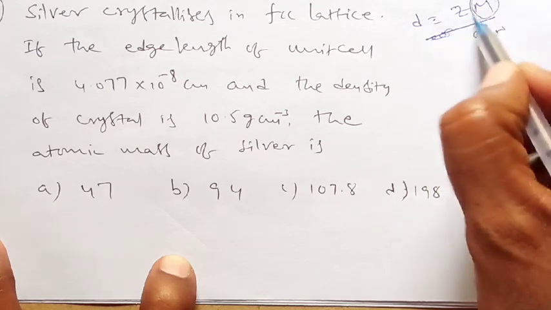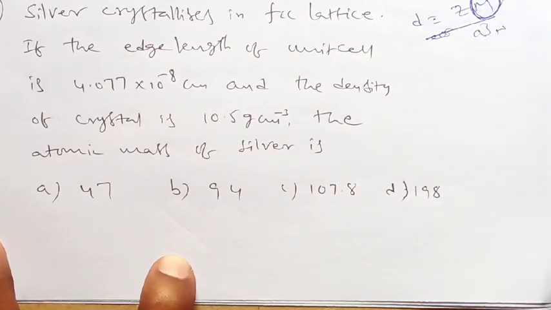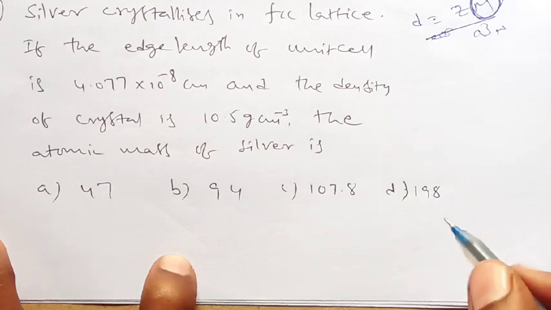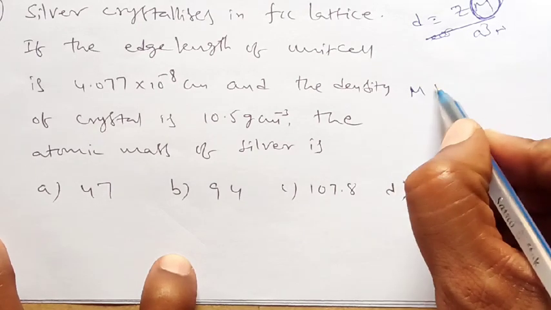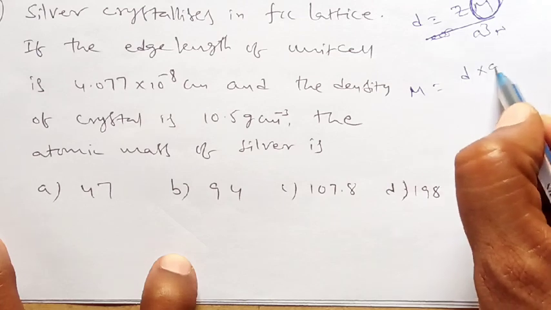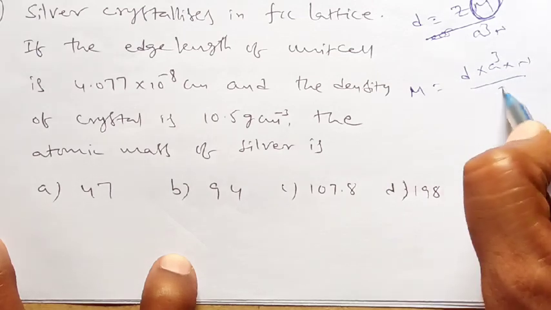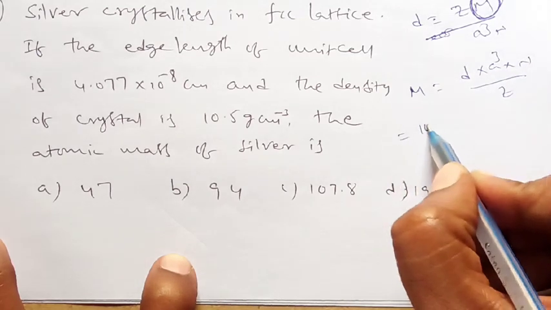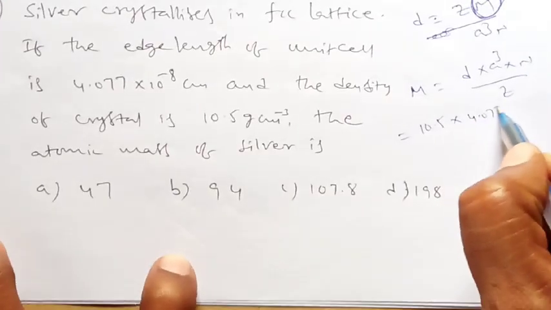Now here which one they asked? They're asking about the mass M. This is also directly substitution only. So here what will we get? M equal to D into a^3 into N by Z. So D nothing but how much given? 10.5. A value, edge length, how much given? 4.077 × 10^-8 whole cube. N nothing but Avogadro number.